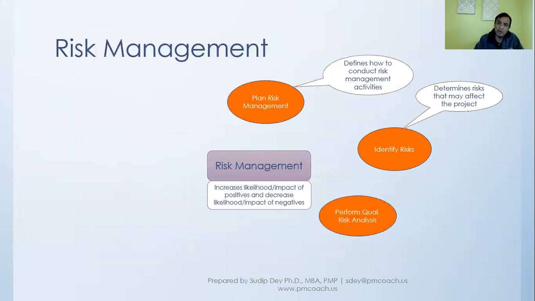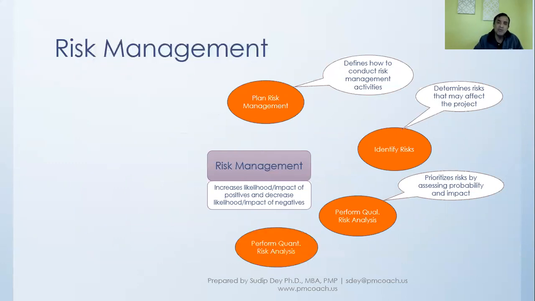Then, once we've identified them, we move to perform qualitative risk analysis. Here we look at all the risks that we have identified, and we try to prioritize them. We look at the probability, impact, and some other factors, and prioritize which risks we should give more priority and which not so much. This is what we'll be going through in qualitative risk analysis.